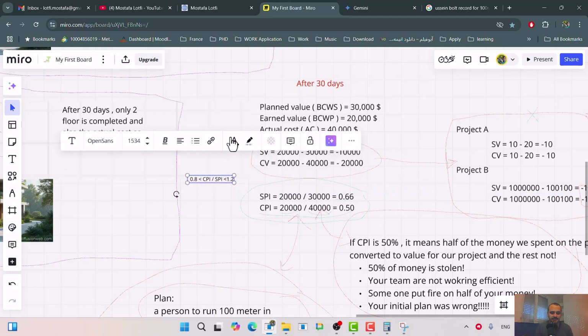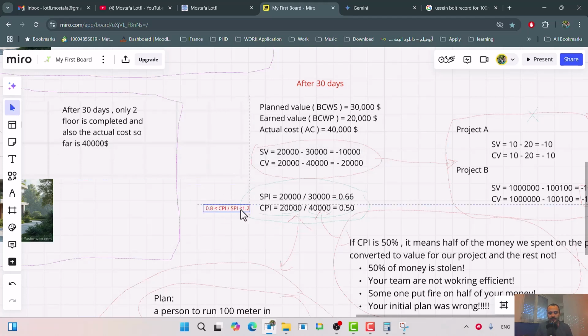If you see SPI and CPI, half of the project is passed, and you see everything is according to your plan, it should be a red alarm for you that maybe something is wrong, really wrong. Okay, let me put it here as well.